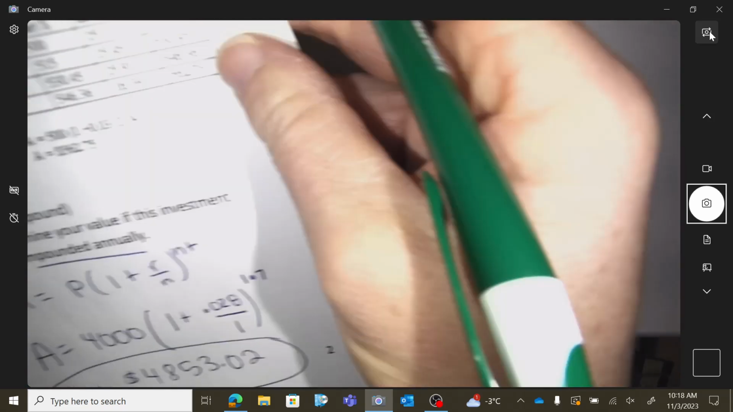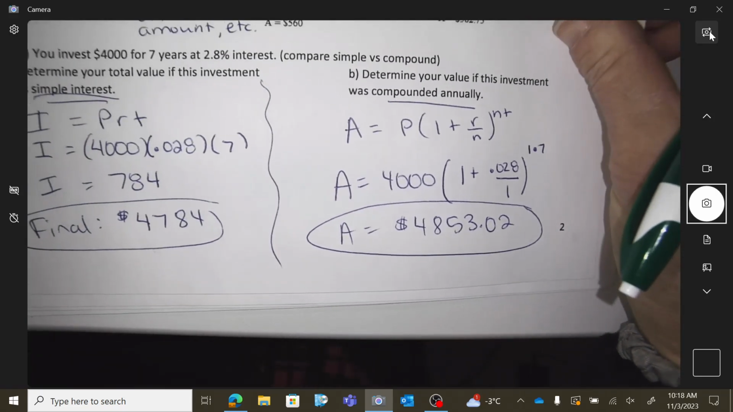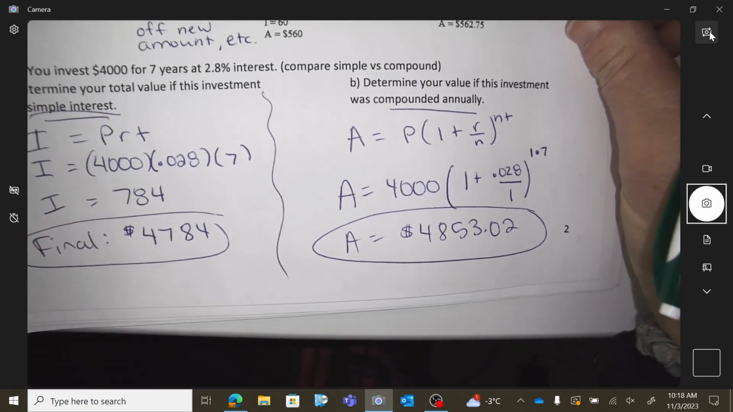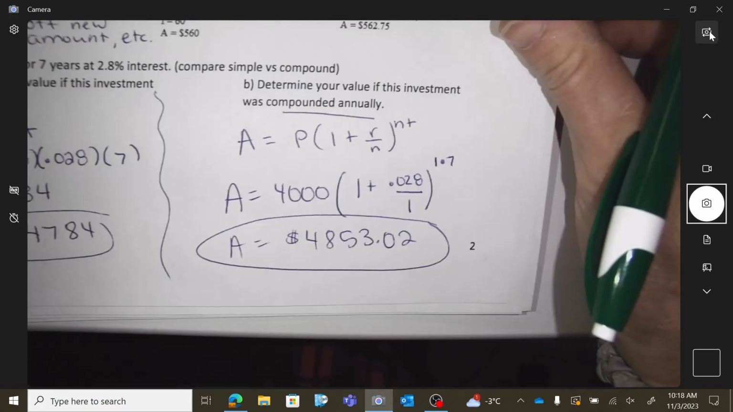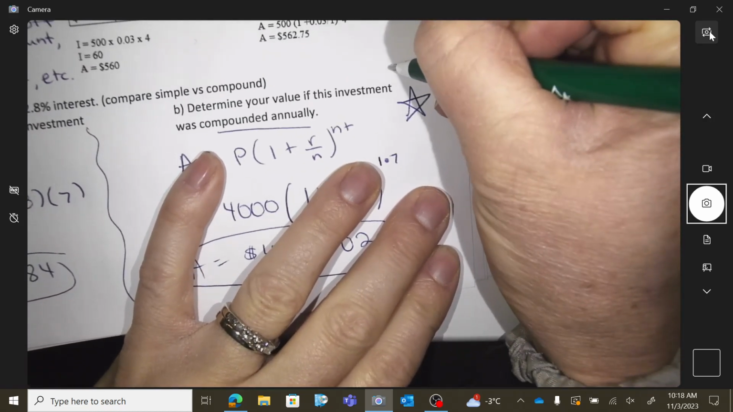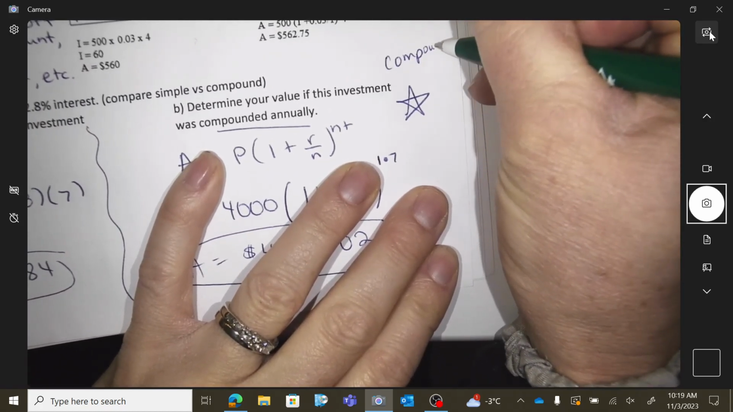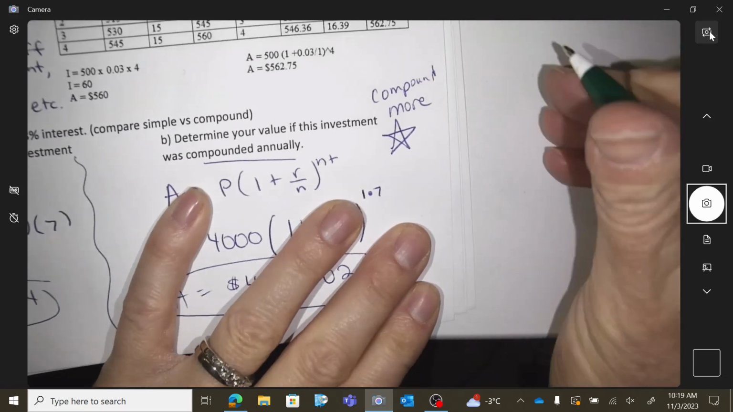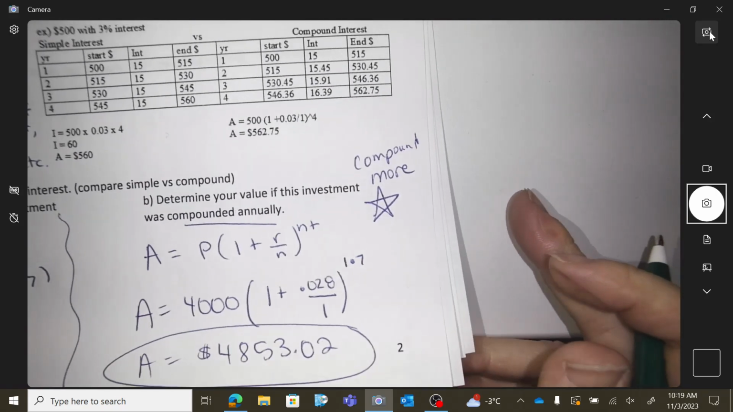So do we have the conclusion? Because I might just ask you some basic question. Are you going to make more money with simple or compound? What's the answer? Conclusion: compound would be more.